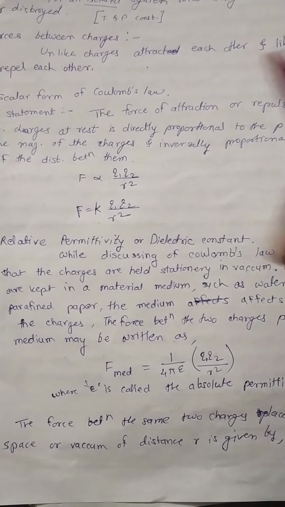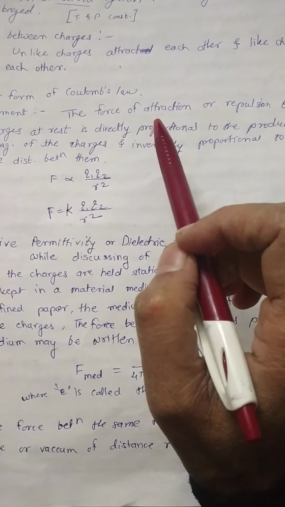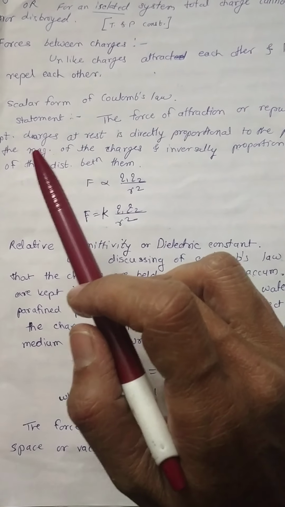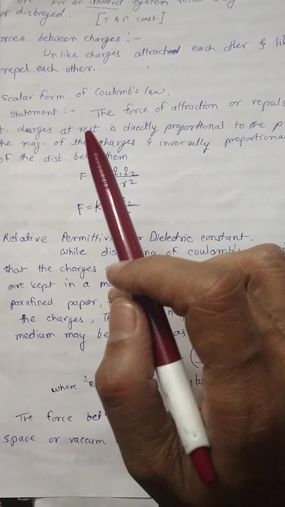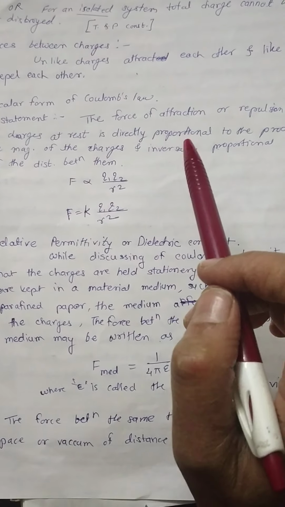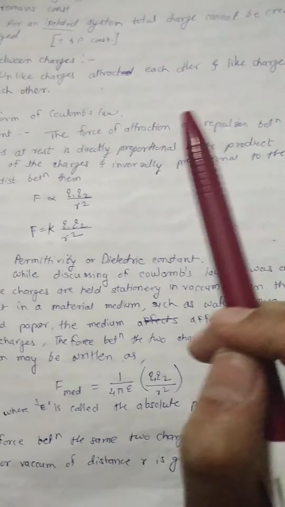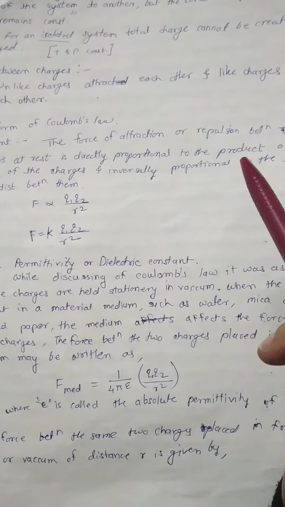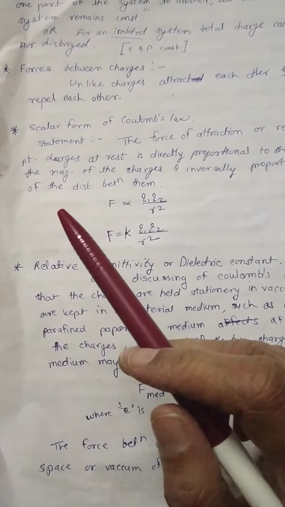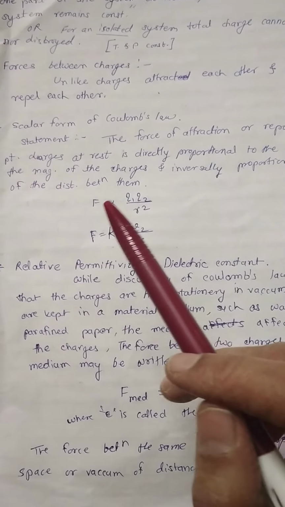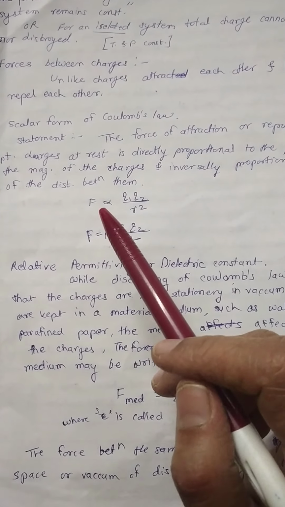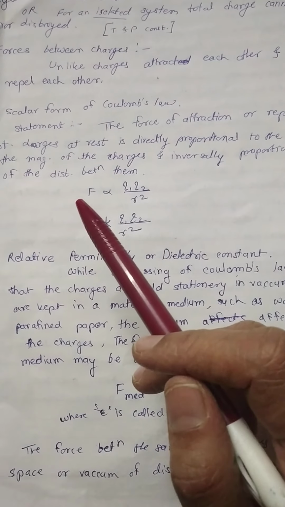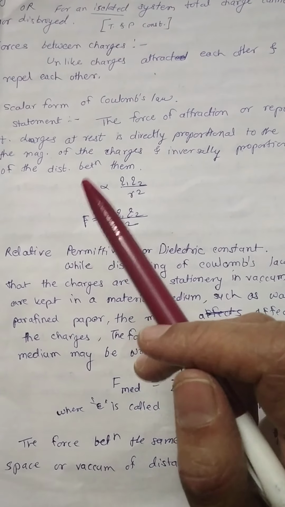The statement is: the force of attraction or repulsion between two point charges at rest is directly proportional to the product of the magnitude of the charges and inversely proportional to the square of the distance between them. So F means the force of attraction or repulsion, because the two point charges may be like charges or unlike charges.